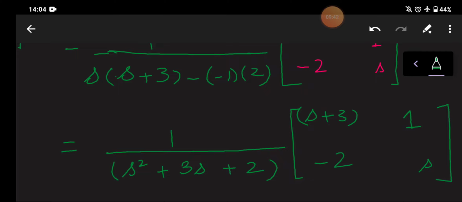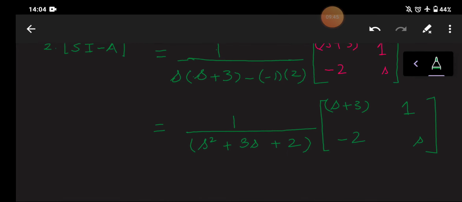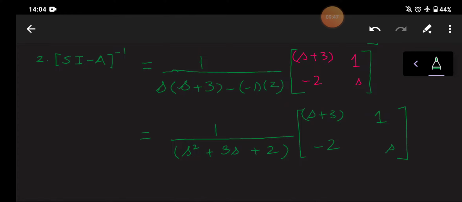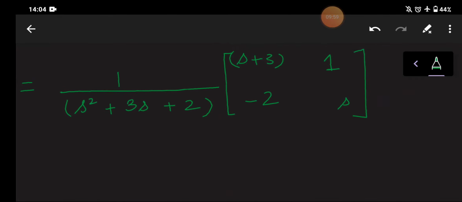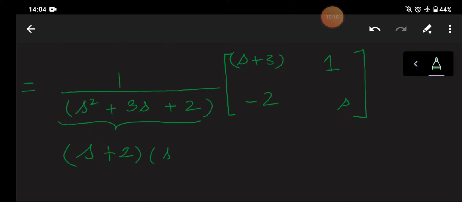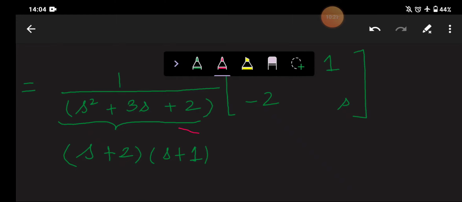Okay, so in this way we have determined the inverse of this matrix, that is SI minus A inverse. Or further we can write it as, if I do the factor, this term after factorization will be written as s plus 2 multiplied by s plus 1. Okay, so s square plus s plus 2s plus 2. So it can be written into its factors.